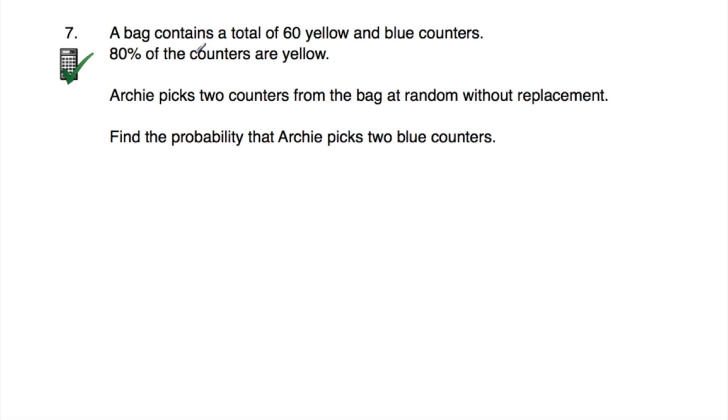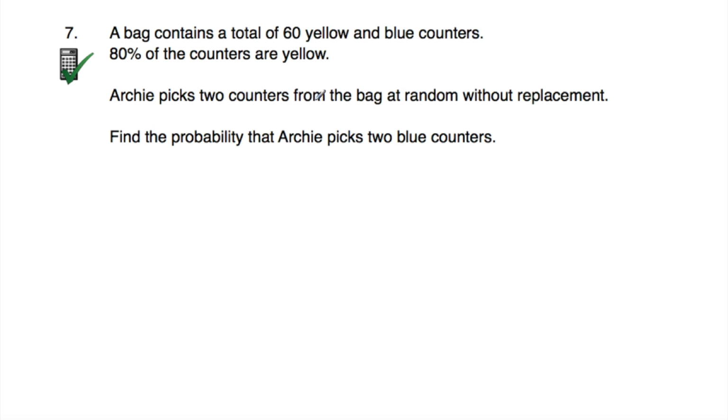So question number 7 says a bag contains a total of 60 yellow and blue counters. So we know there's 60 counters altogether and they're just yellow and blue. And 80% of the counters are yellow. So we can work out 80% of 60 and that'd be how many yellow counters there are. And then the rest will be blue. Archie picks 2 counters from the bag at random without replacement.